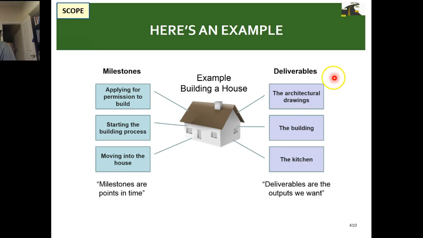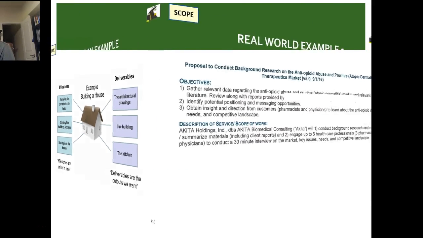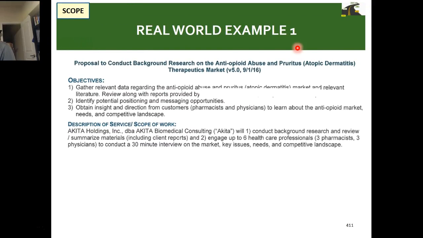Deliverables, in contrast, deal with the outputs that we want: the drawings, the building, the kitchen. This is what the client will want. Those hard things that they can enjoy, review, and put into some sort of action thereafter.